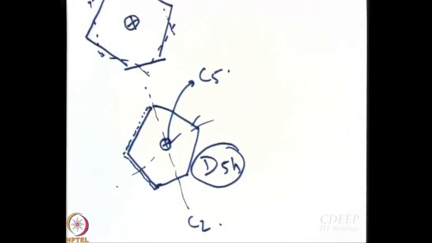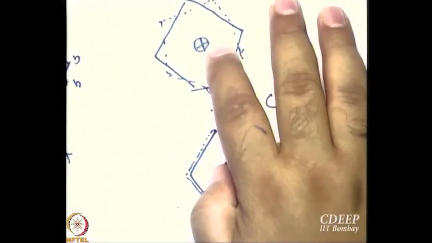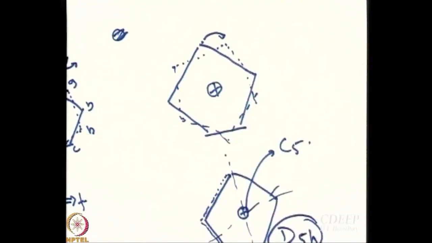Now, what we are doing is, this is how the planes were. I am now turning them just a little. Okay. That is the case in ferrocene. Now, what are the symmetry elements that will survive and what are the symmetry elements that will be destroyed? Let us think like that.